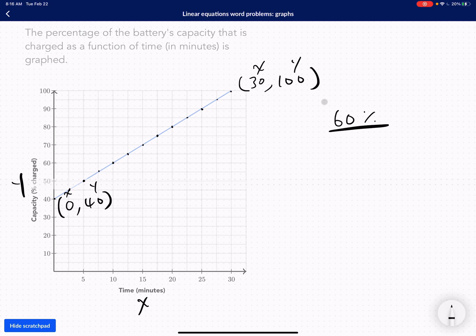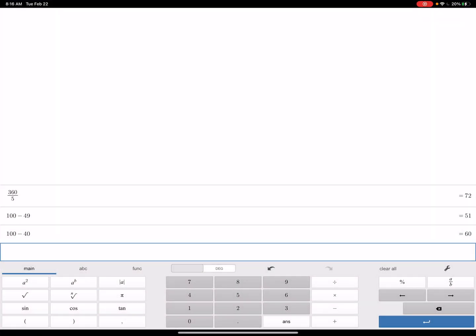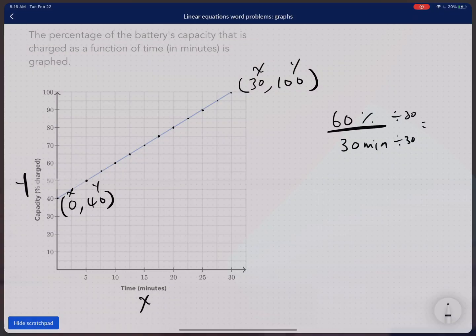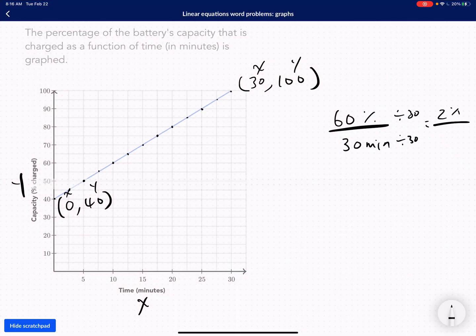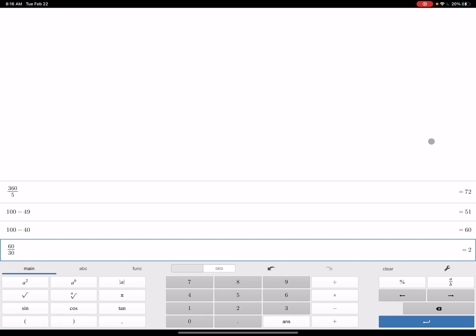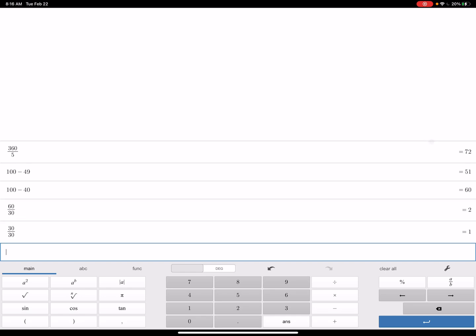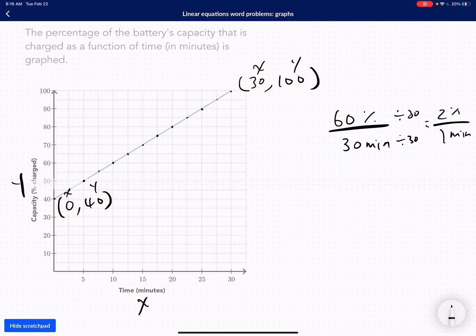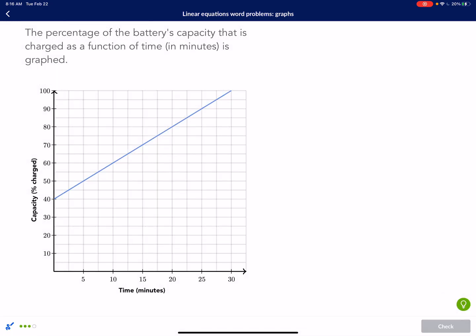And then how much time has passed? The time has passed from 0 to 30 minutes. How much time has passed from 0 to 30 minutes? Well, 30 minutes has passed. So if we divide the numerator by 30 and the denominator by 30, 60 divided by 30 is 2%, and 30 minutes divided by 30 is 1 minute. That's going to be 2% per minute.